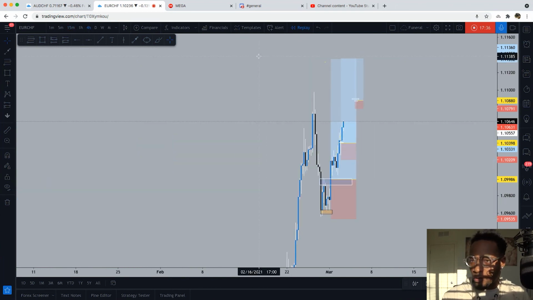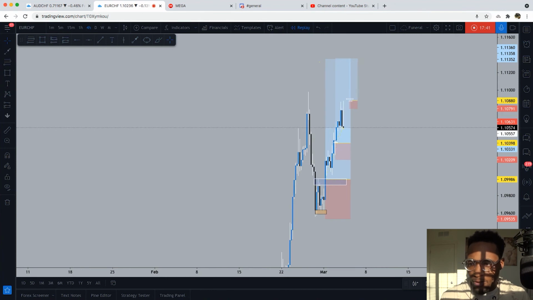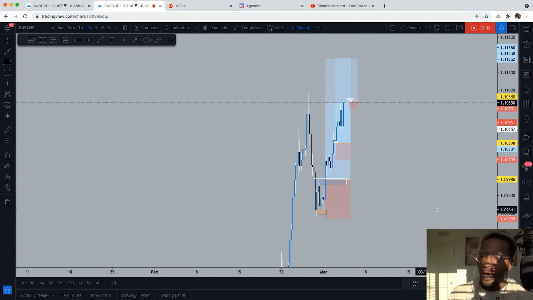Now that we're breaking structure to the upside, the bullish bias should be confirmed. And it's at this point that we're risk-free on the second position. The second position is risk-free. So what do I do? Now I identify another opportunity. Okay, I'm risk-free on two positions.